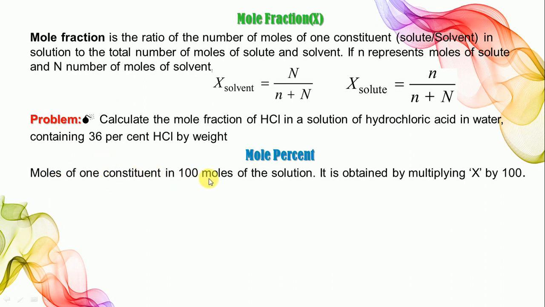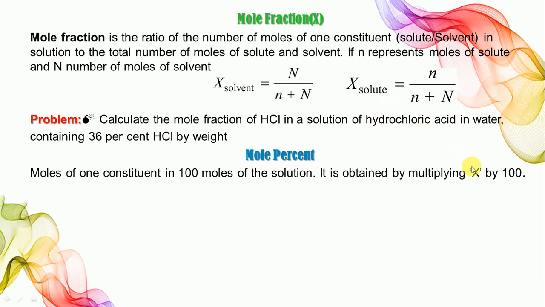Moles of one constituent in 100 moles of solution is known as mole percent. It is obtained by multiplying X, that means mole fraction, by 100. That means if we want to calculate the mole percent of solvent, then we have to find out the mole fraction of solvent, then multiply the mole fraction of solvent with 100. Then it will give us the mole percent of solvent.